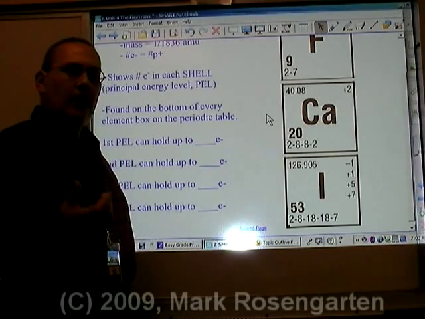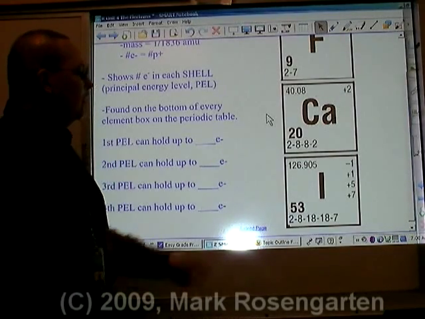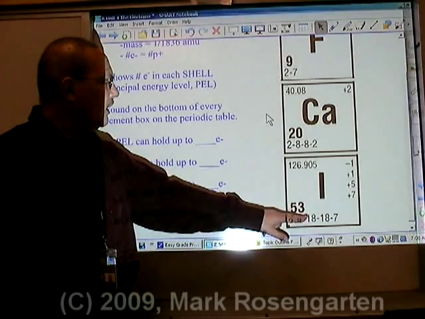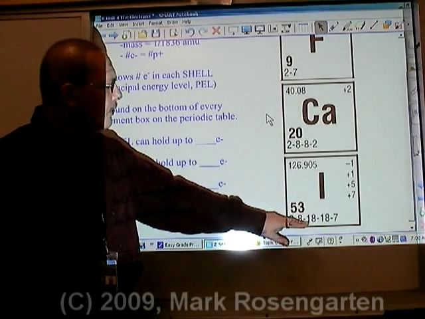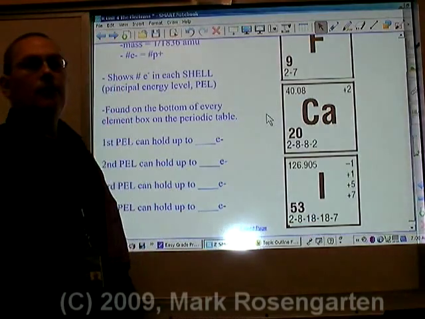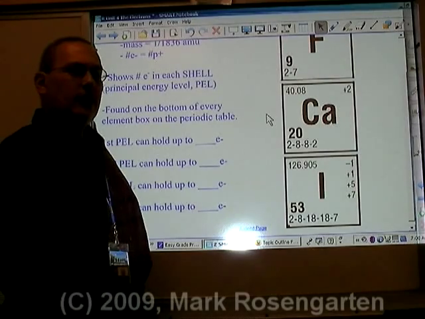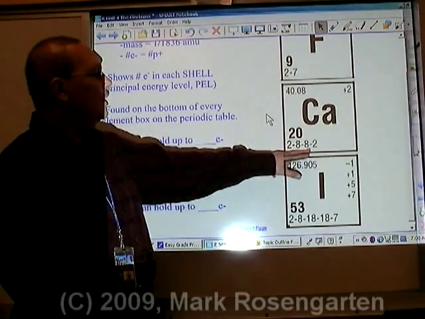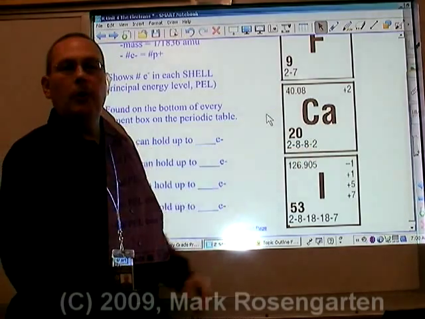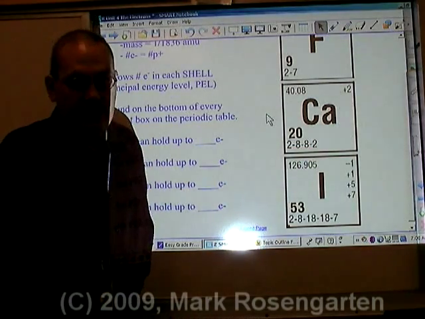The number of electrons that energy levels can hold: the first energy level can hold up to a maximum of 2 electrons. The second can hold up to a maximum of 8, the third can hold a maximum of 18, and the fourth can hold a maximum of 32. Notice that you don't necessarily have to fill one energy level before moving on to the next. This is because there's something going on deeper than just energy levels.